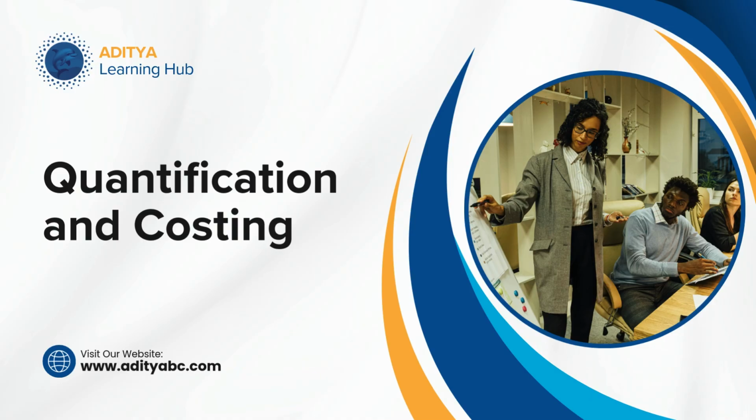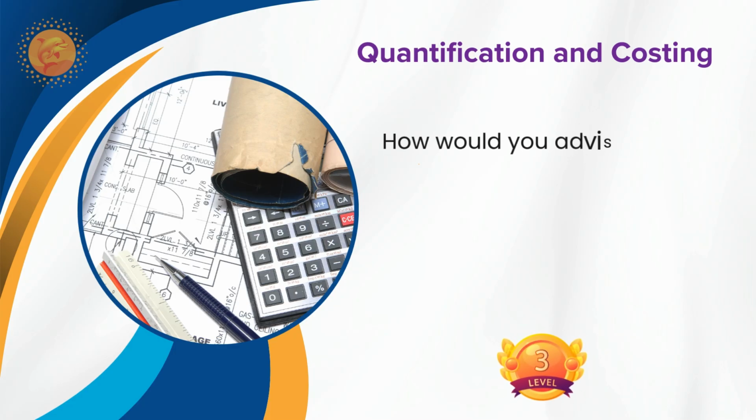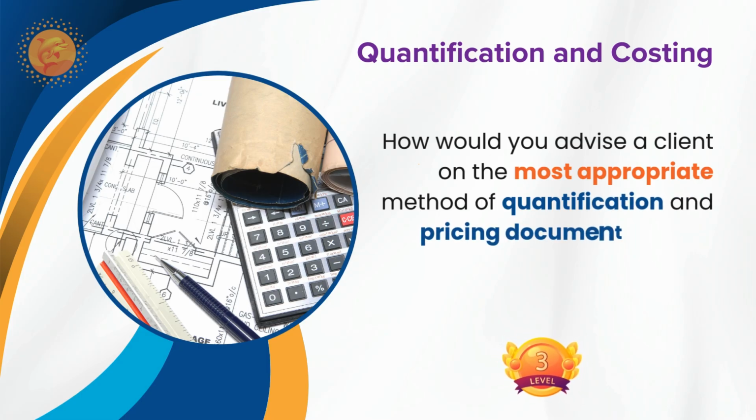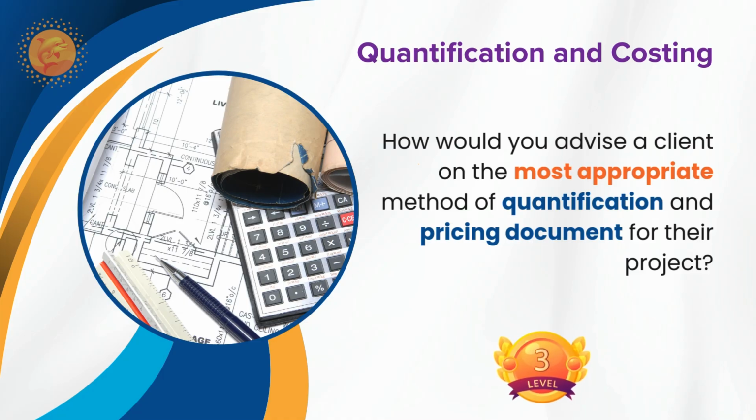So shall we move on to the next competency? Okay. So this is quantification and costing. Again, here, how would you advise a client on the most appropriate method of quantification and pricing document for their project? So usually, how would you select it? That is the question. But it is about advising, so they just want to use the keyword advise a client. The client can be anybody, your line manager, your other departments, anybody.